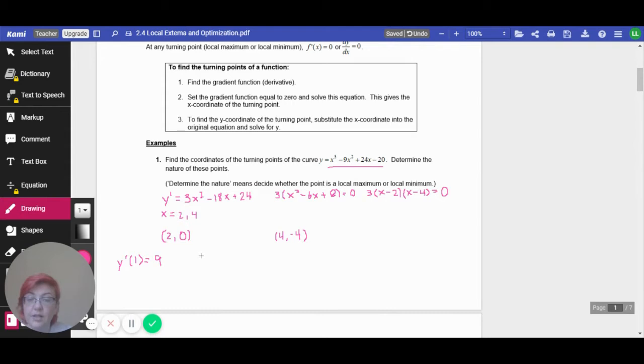All right. Let's do y prime of 3. Again, we're plugging this into the gradient function. So that is 3 times 3 squared minus 18 times 3 plus 24. And I get negative 3. So here I am decreasing. So I'm switching from increasing to decreasing. This is a local maximum.